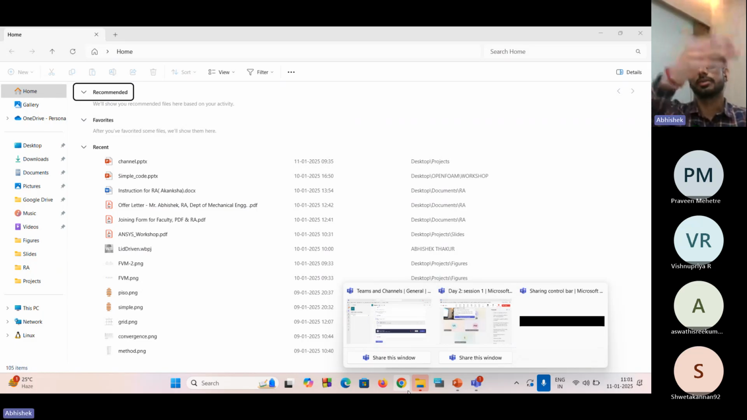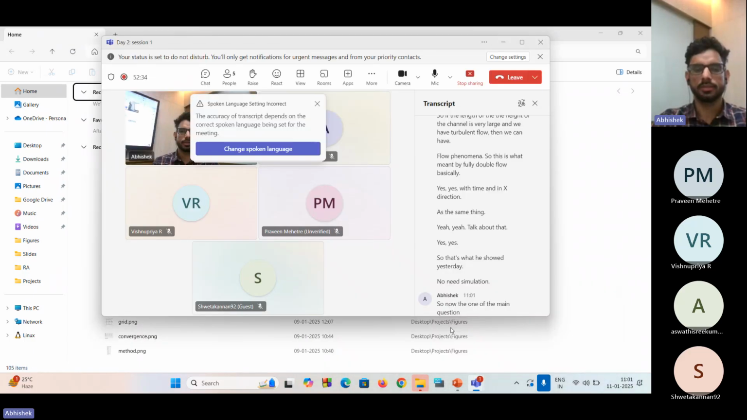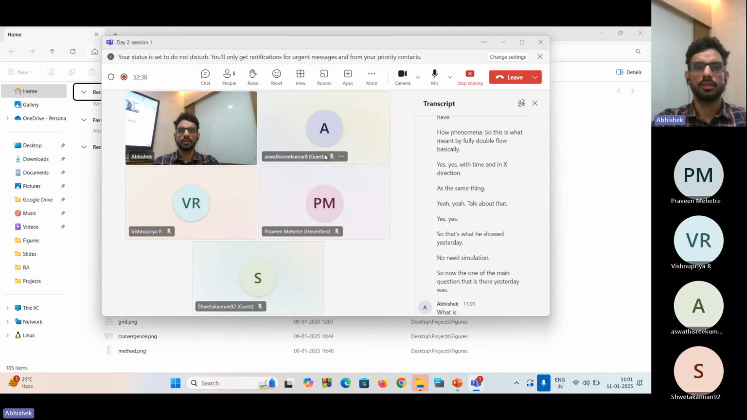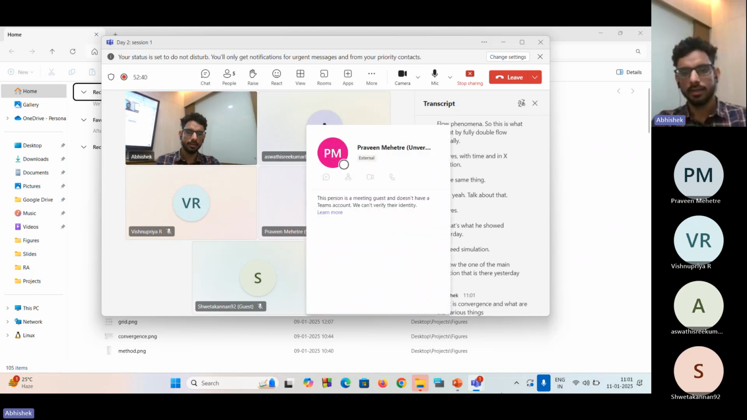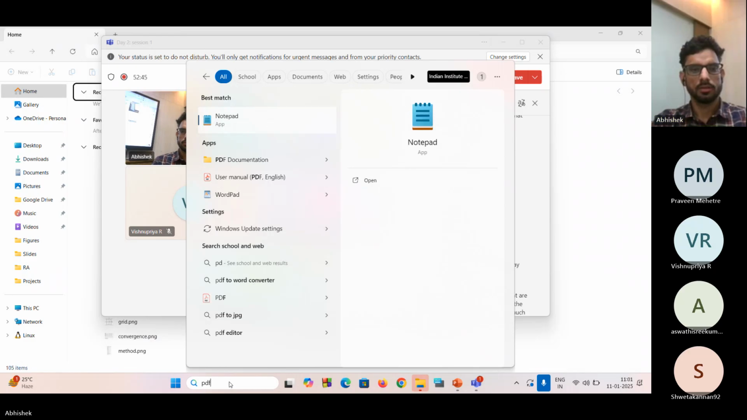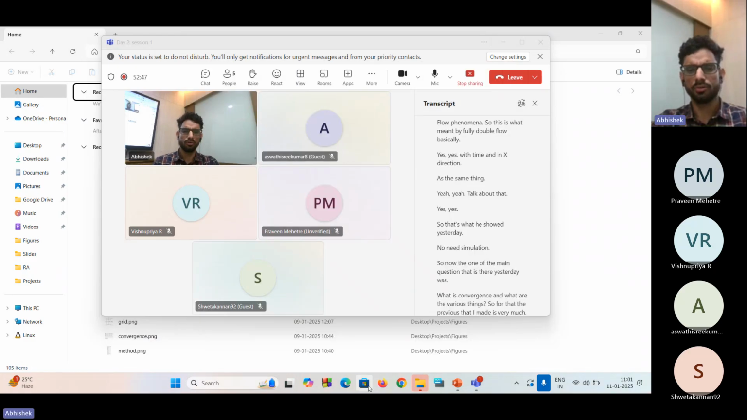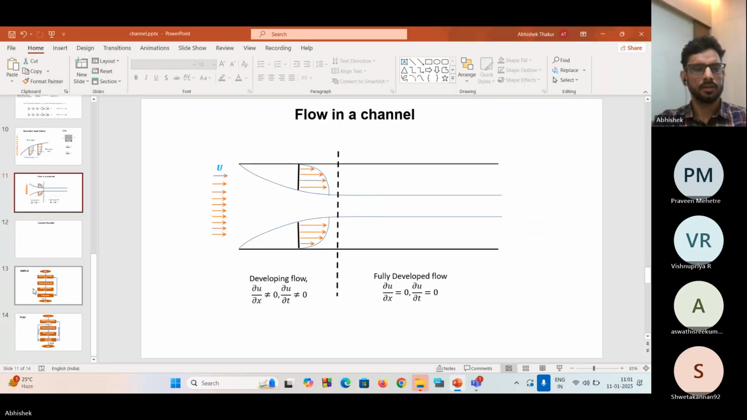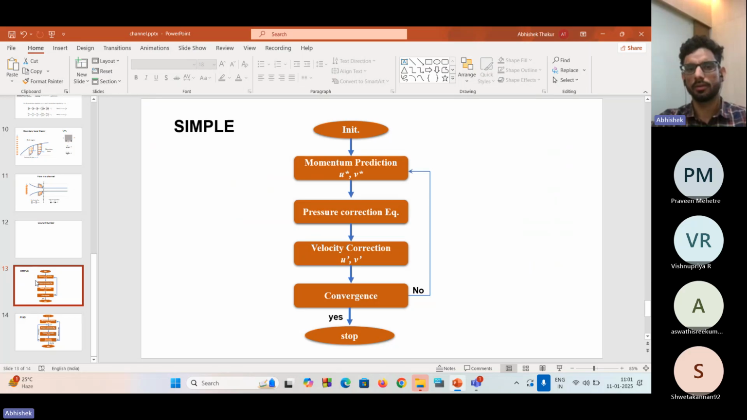So that's what he showed yesterday, now in the simulation. Now one of the main questions from yesterday was what is convergence and what are the various things. For that, the previous PPT that I have made would be very large, so I'll not go into too much detail. I'll just explain the simple algorithm.